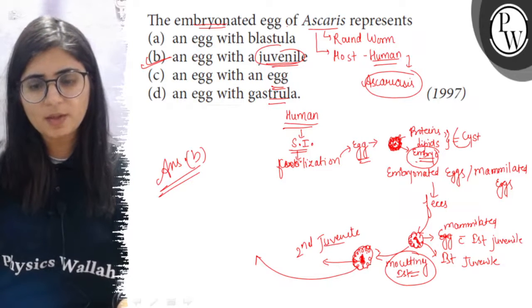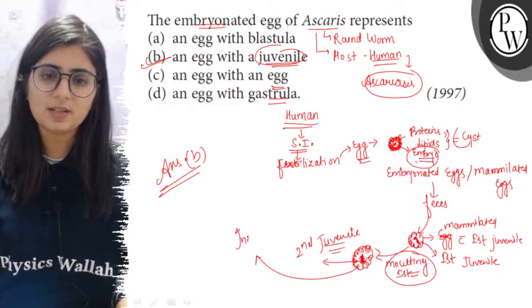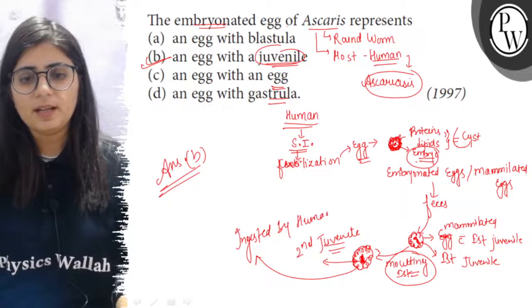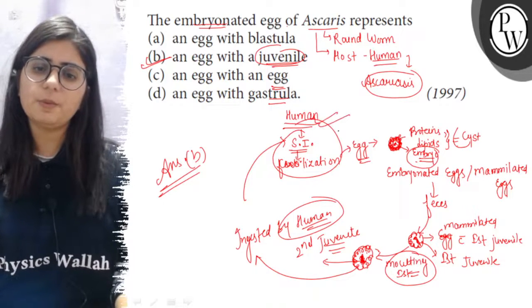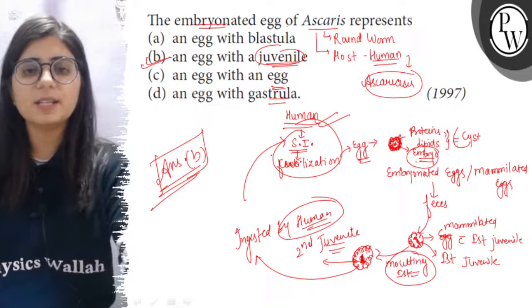Now the second juvenile, these mammaliated eggs along with the second juveniles are ingested by human beings, and here two more molting occurs which lead to the formation of adult. So option B is the right answer. I hope this explanation is helpful.